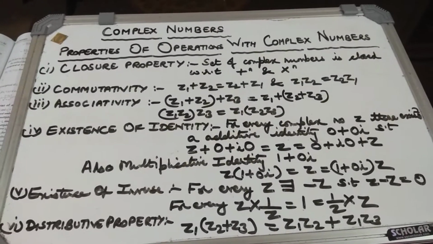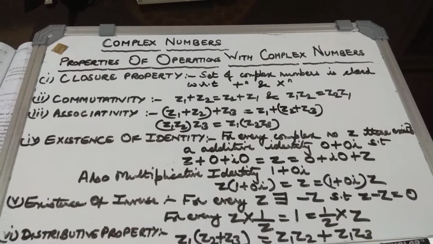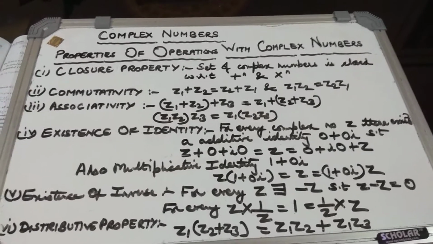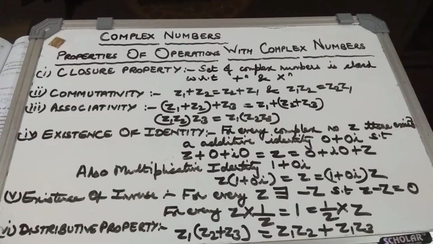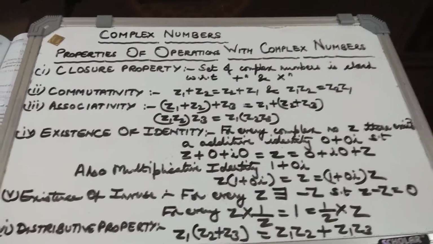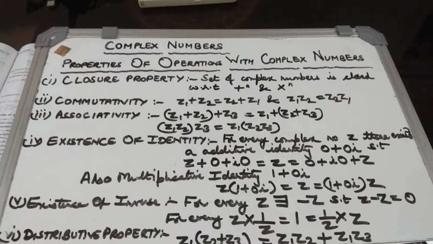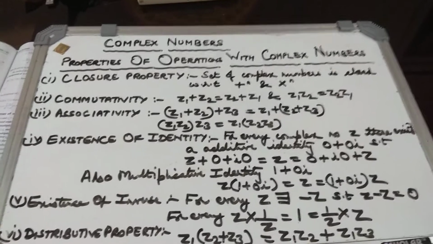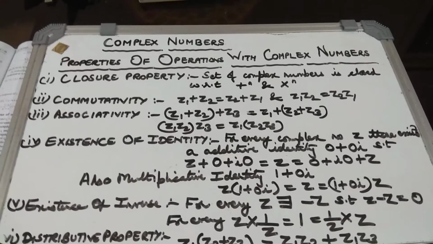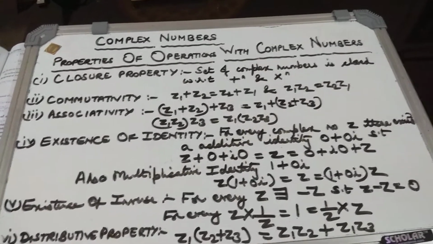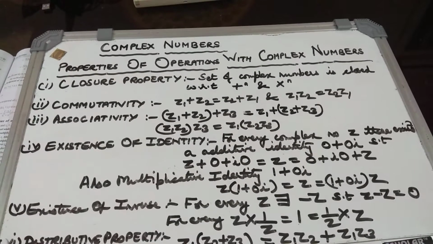Now comes existence of identity. Look, in the set of complex numbers, we call 0 plus 0i the additive identity. Identity element is the element which added to a number gives you the same number. So z plus (0 plus 0i) is equal to z, and (0 plus 0i) plus z will also be again z. Therefore, we say that 0 plus 0i, or simply 0 also you can say, is an additive identity.